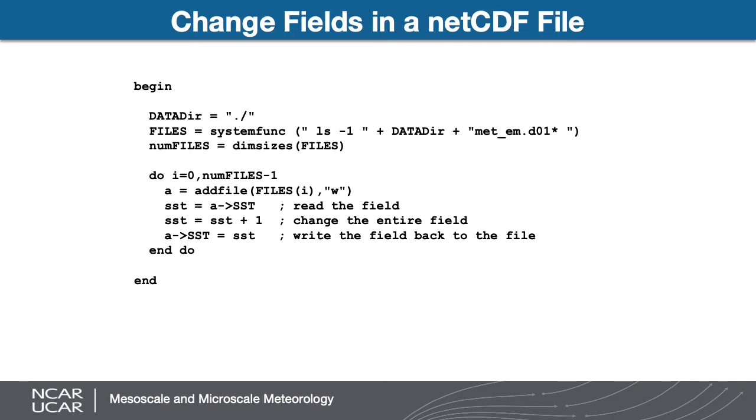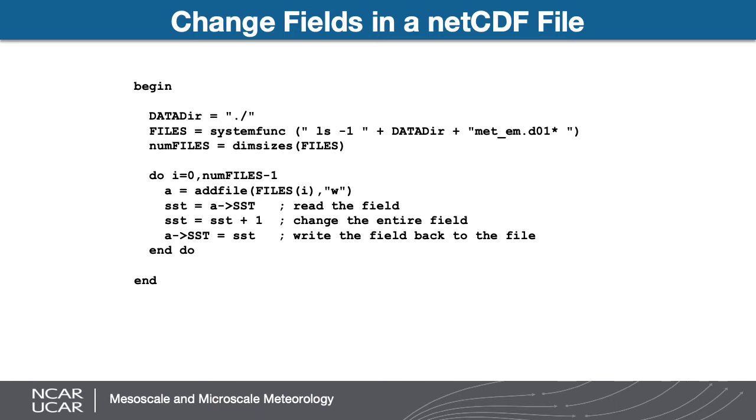So what we want to do is use this system function that NCL has, which will let us make a list of all of our MetGrid files. And then we're going to look at how many files we want to read through for our loop using the function dimsizes, which will tell us how many files are there. Next, we're going to run a do loop. We're going to set it at i equals 0 through numFiles minus 1.